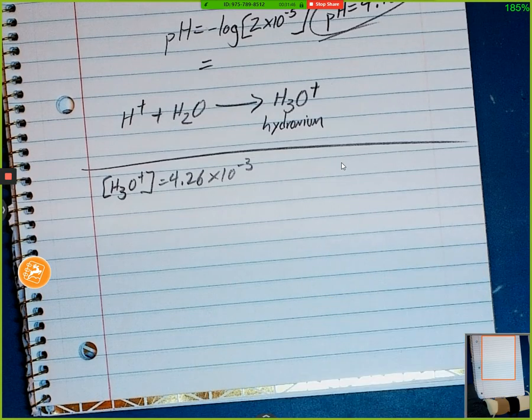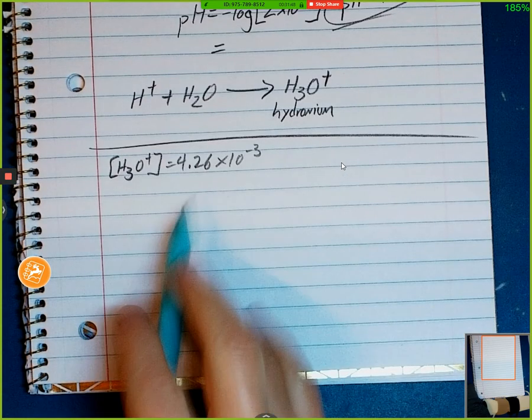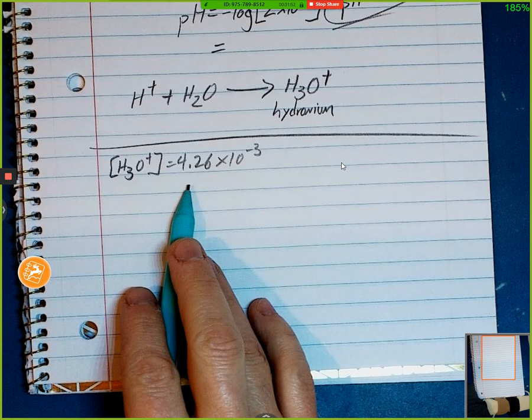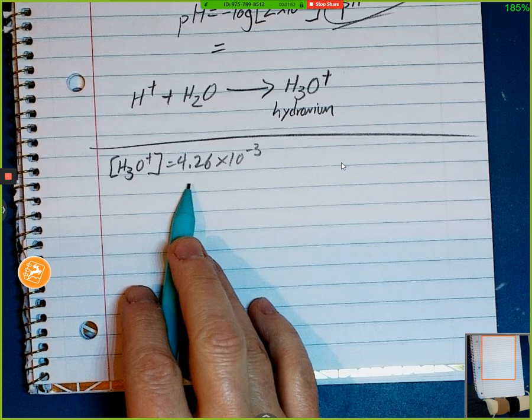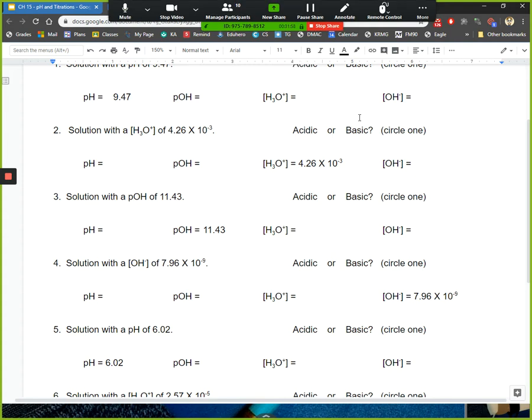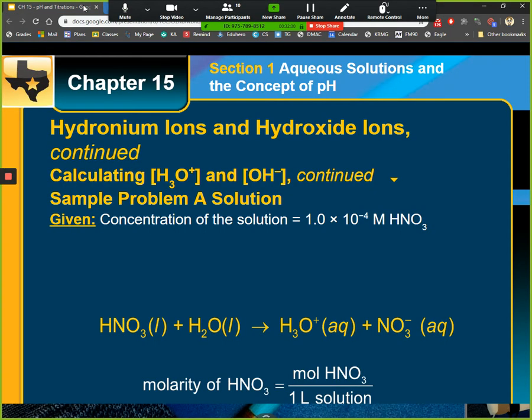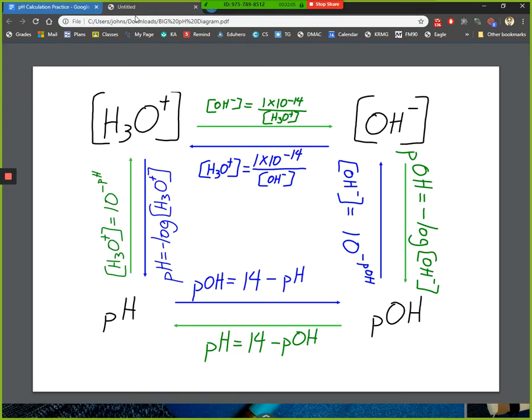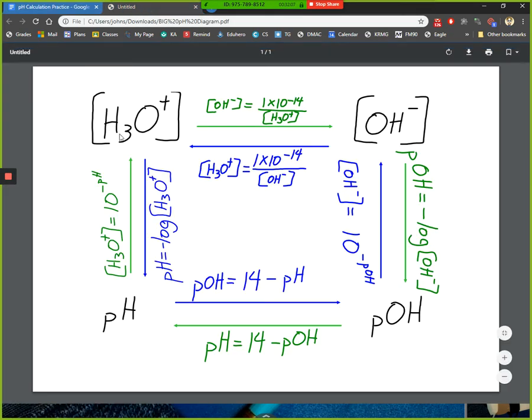And so this is what we're given. Let's go take a look at our big pH diagram and see where we want to go from there. Okay, this is not the right tab. I'm going to go ahead and close that. I want this tab right here. So we know this right here.